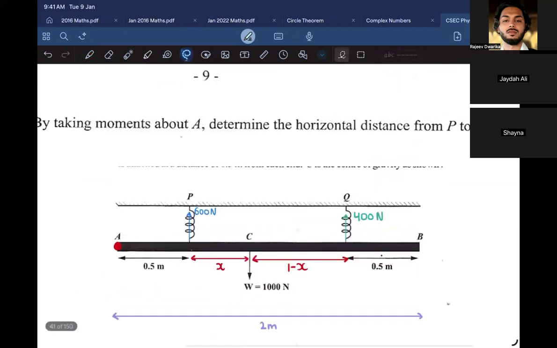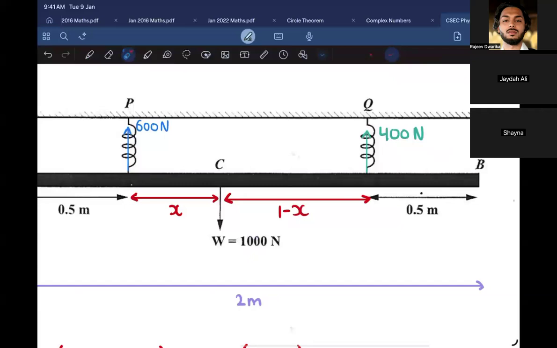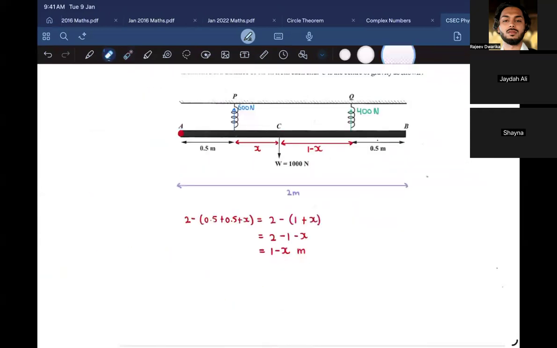Shayna, which one do you prefer? The working or just seeing that this would be 1, and if that is 1, then this would just be 1 minus x, because I would take away x from it to find the remaining portion. So the second one is more simple. Okay, no problem.